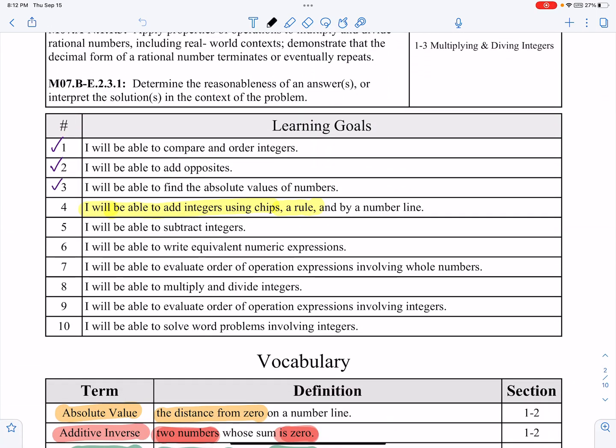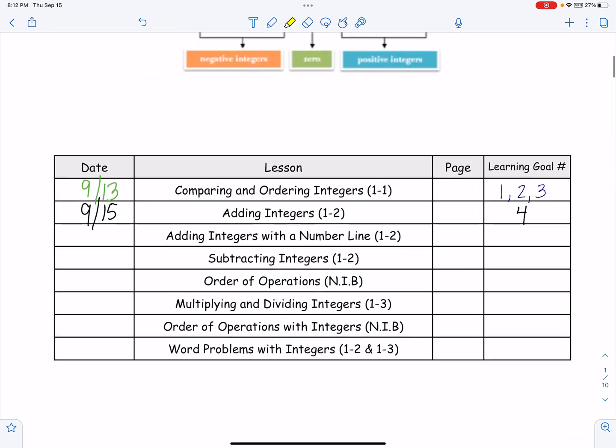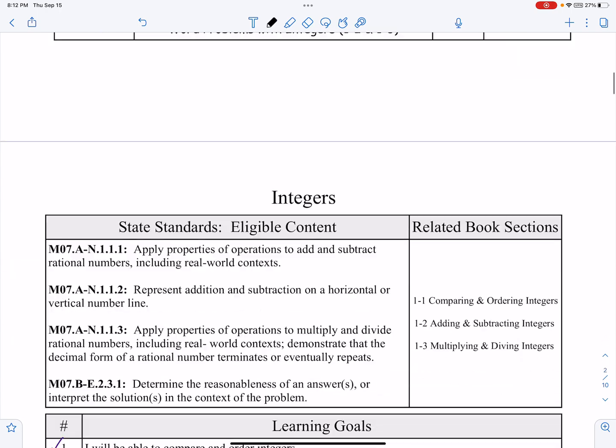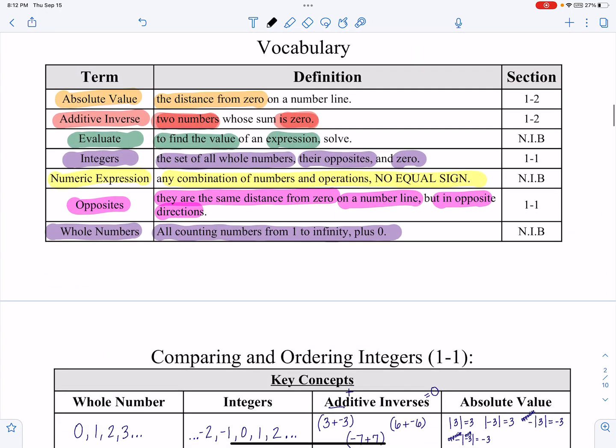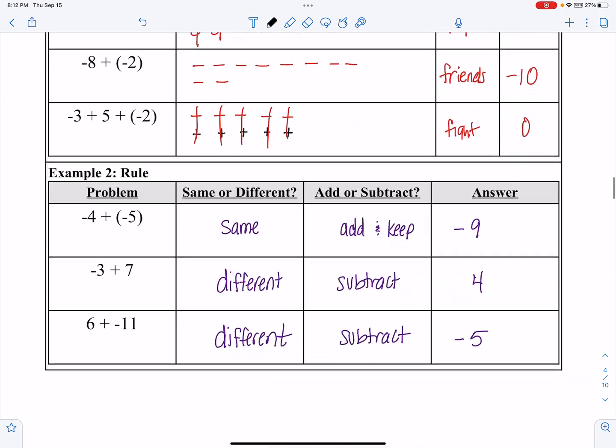We already did learning goal 4. Today we're going to go ahead and do adding integers by a number line. So this is also learning goal number 4. We're going to go ahead and put the date. You can put whatever date today is, and then list learning goal number 4 on the side. All right, let's scroll back down and go ahead and get started.